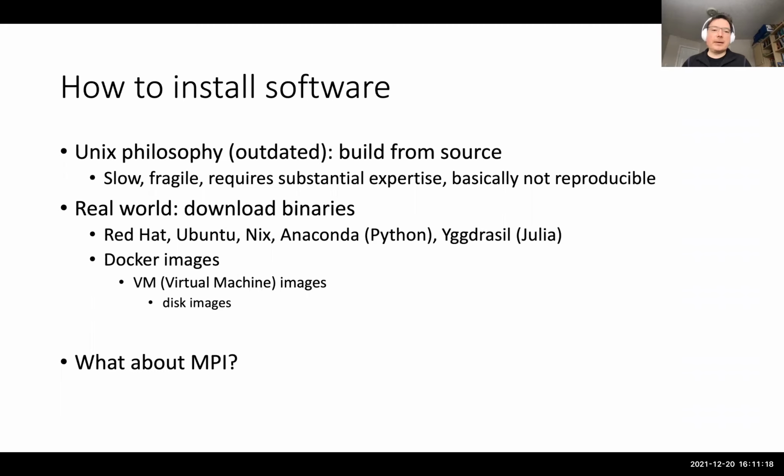And of course, the good thing these days is that people download binaries with pre-built software. That's how Red Hat and Ubuntu work. Nix works that way. If you need external dependencies in Python, you use Anaconda. In Julia, you use Yggdrasil. And of course, in commercial software development, there are Docker images. Before Docker, there were virtual machine images. And before people had virtual machines, they distributed disk images.